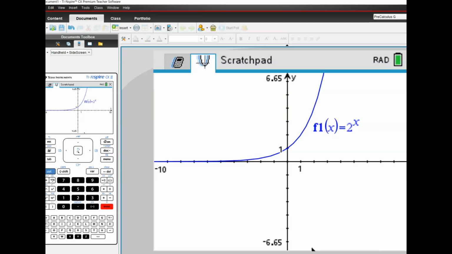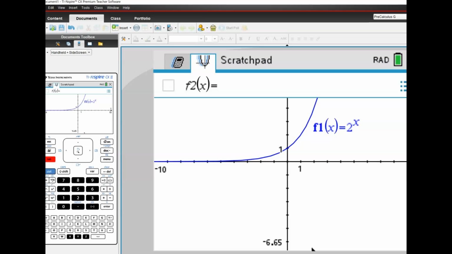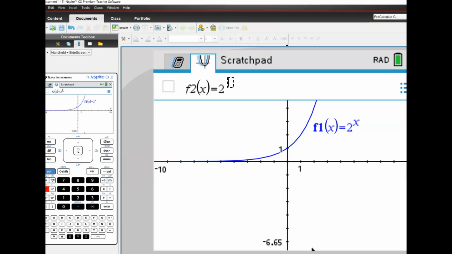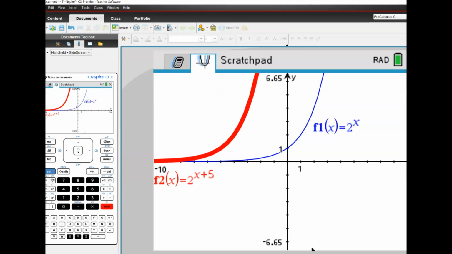So without graphing the other one, what do you think is going to happen to it? Left by 5. See, amazing. You guys knew exactly what was going to happen without even knowing what this function's doing. Oh, my command line's gone. I have to push tab again. Now I can insert 2 to the x plus 5 power. Sure enough, it moved to the left by 5.